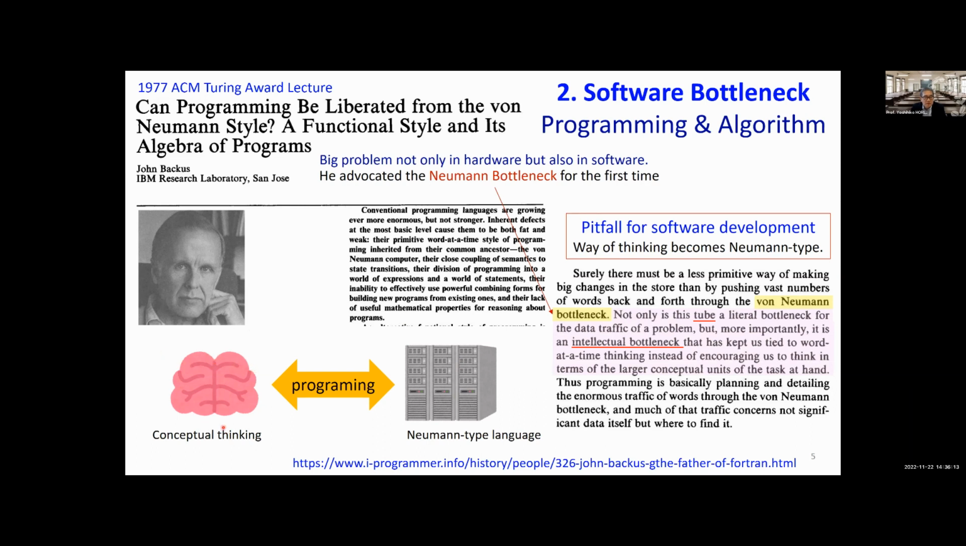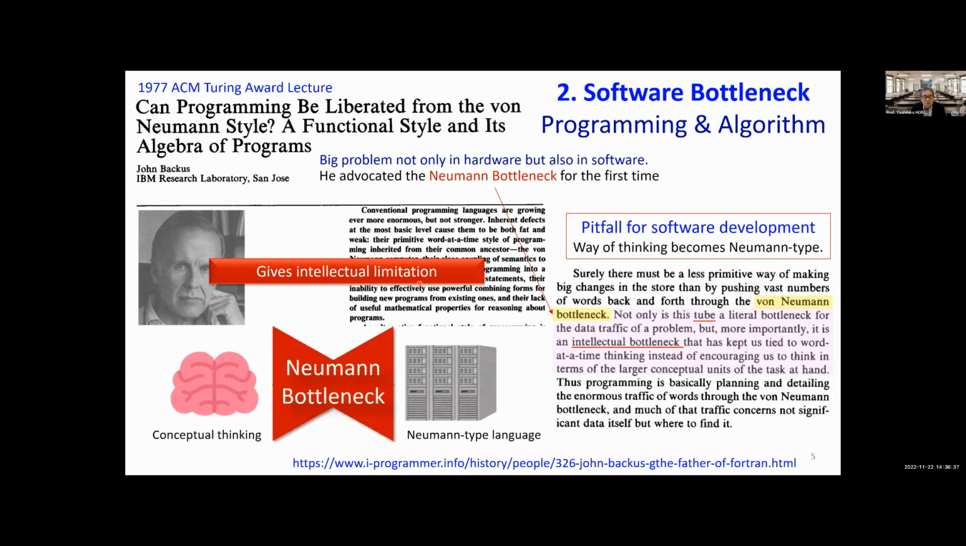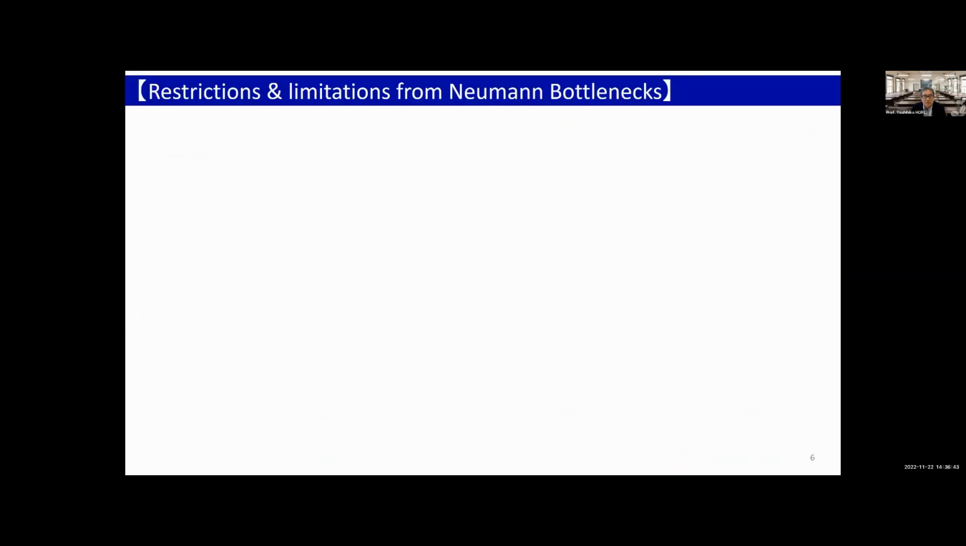We usually take thinking as a conceptual way, but Neumann-type computers have to take one word at a time. That restriction actually came from the hardware bottleneck. So this gives an intellectual limitation. This is also called the Neumann bottleneck. So we have two Neumann bottlenecks, and those actually impose restrictions and limitations on current digital computers.